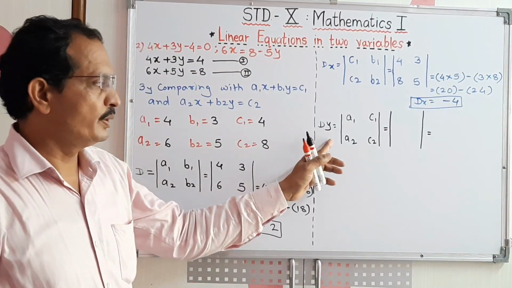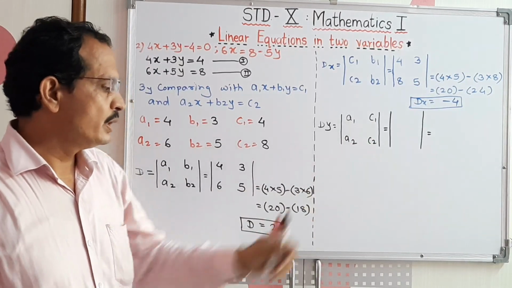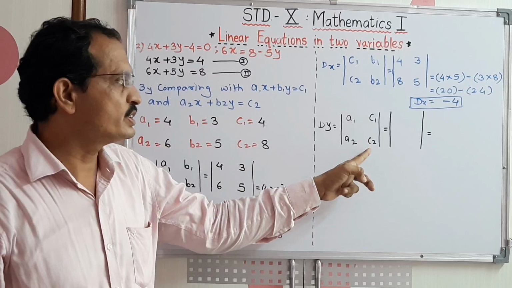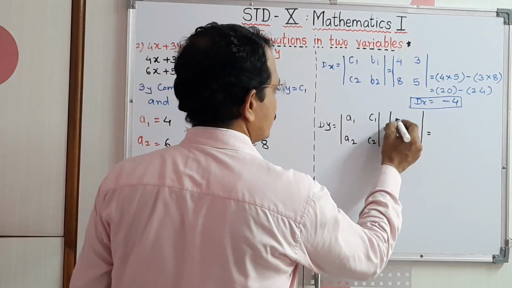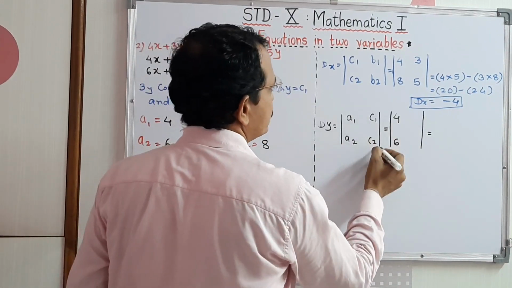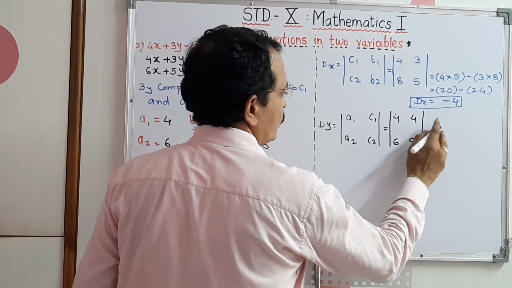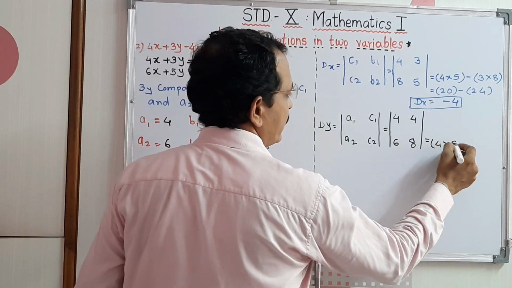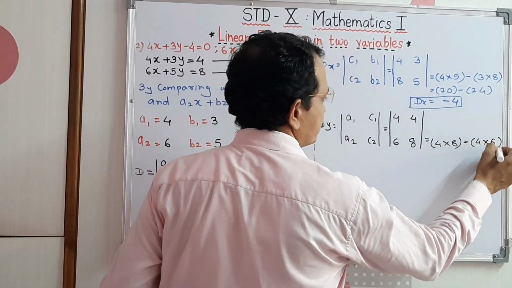Similarly dy. Now dy is a1 a2 and c1 c2. That means we have to replace this b1 b2 with c1 c2. Then a1 a2 is 4 6, c1 c2, that is 4 and 8. Now to cross multiply, 4 into 8 minus 4 into 6.